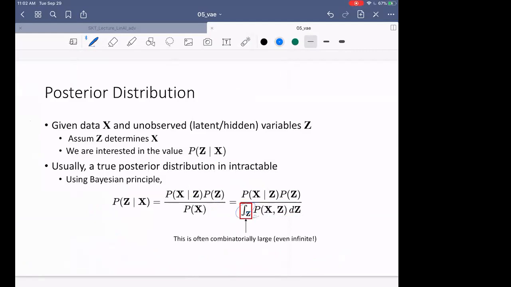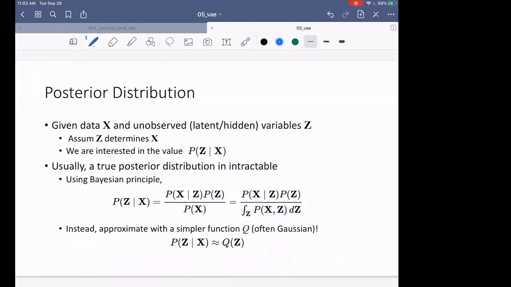So instead, what we do is approximate it with a simpler function, q. We have to make compromises, because we can't actually compute the true p(z given x). So we just assume that it follows a simpler distribution, often a Gaussian distribution, and then we're done with it. We're content with it.